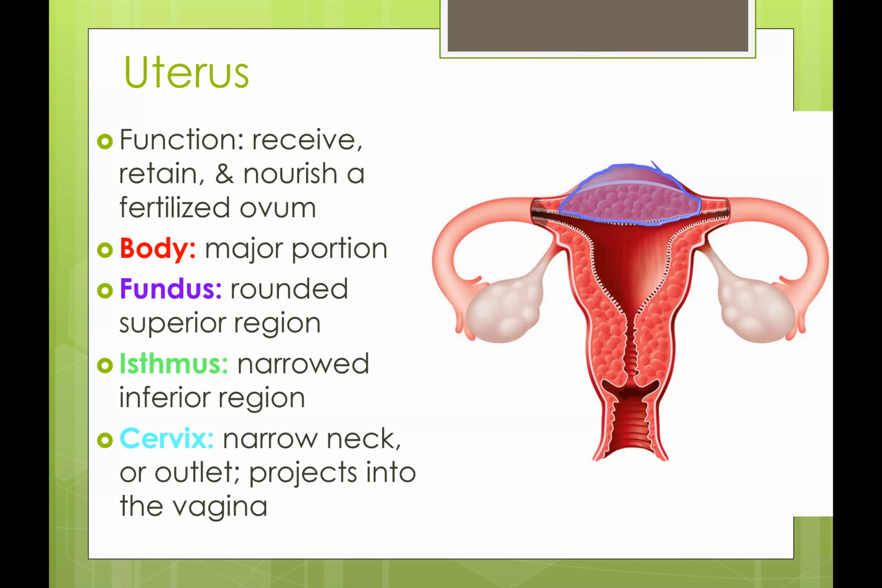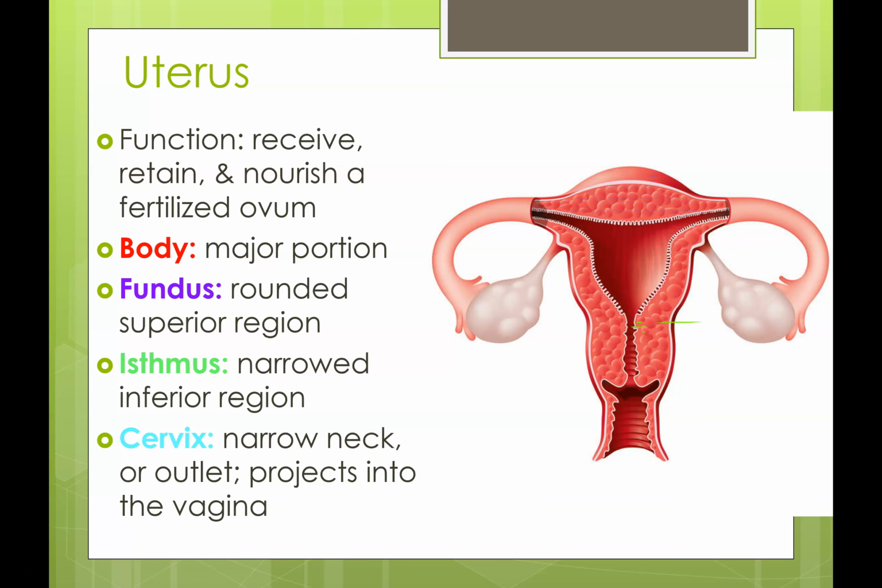Its job is to receive, retain, and nourish a fertilized ovum. We have the body, which is the main mass of the uterus in this region. If we draw a line from one fallopian tube over to the other fallopian tube, we see a dome gets created on the superior aspect of the uterus, and that is the fundus.